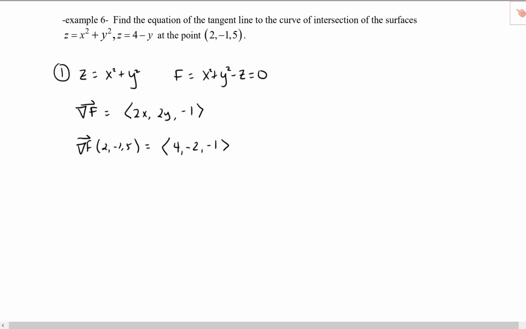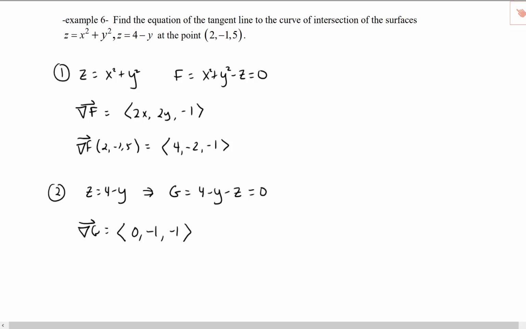So far, so good. Next, let's examine our other surface, the plane z equals 4 minus y. Again, let's set it equal to 0, and this time I'll call it capital G instead of capital F. And again, let's find the gradient. We don't have to evaluate it at the given point because this gradient is a constant vector. Now our plan will be to find a vector that is orthogonal to both of these gradients. A vector orthogonal to both of these should be a vector in the direction of the tangent line.